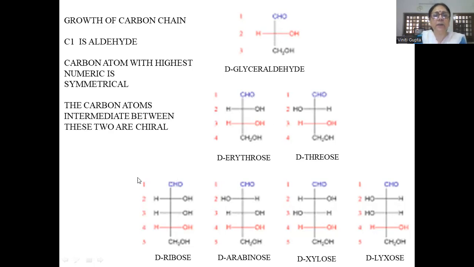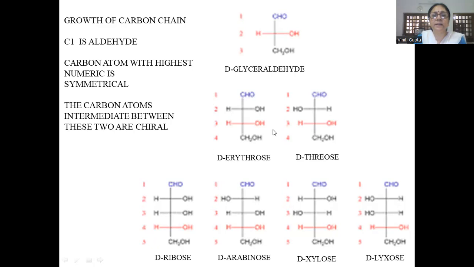Now chain will grow from 4 to 5. You can see that 4 and 5 are similar. And if we take the case of erythrose, you see OH is on the right. Here OH is on the right. And if we take the case of threose, here OH is on the left and here again OH is on the left. Now just observe carefully.